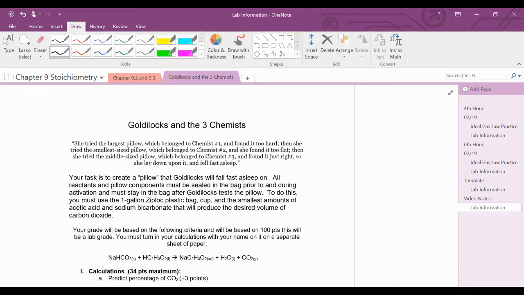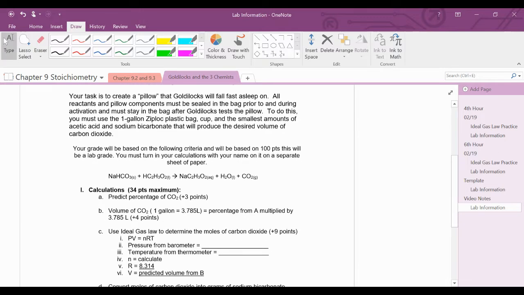Your grade will be based on the following criteria and will be based on 100 points. This will be a lab grade. You must turn in your calculations with your name on it on a separate sheet of paper on the lab day.